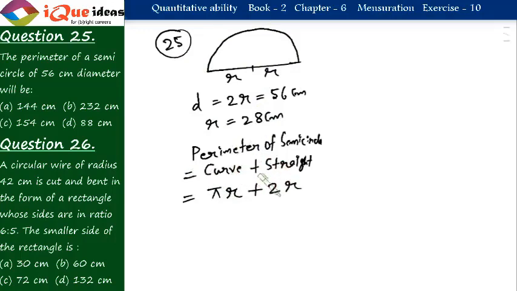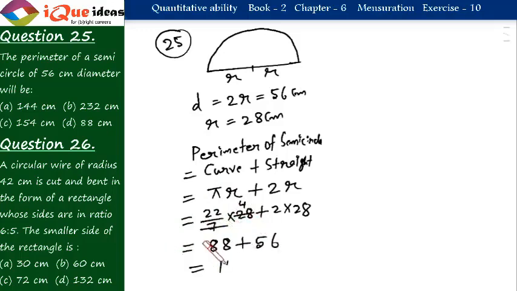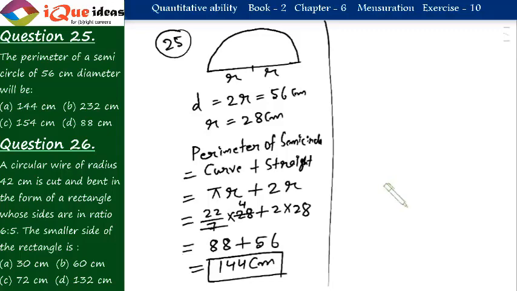Now pi is 22 by 7 into r is 28 plus 2 into 28. Now 7 cancels 28 4 times. So it is 22 into 4 is 88 plus 2 into 28 is 56. So 88 plus 56 is 144 centimeter. So this is the answer of this question. The perimeter of this semicircle is 144 centimeter.